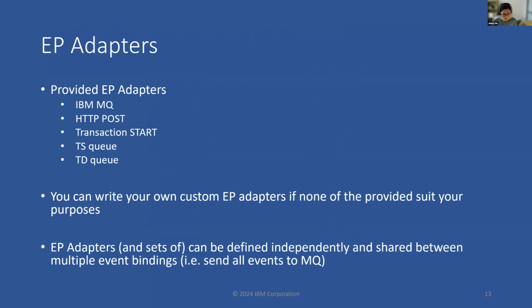The different adapters, as we have already seen from the Explorer, are available. And apart from one destination, we have seen a TSQ destination. You can define a number of destinations, so one event can be sent to MQ, to TCP/IP, to an HTTP endpoint, to a TDQ, TSQ, etc. So we call it a set of EP adapters, which can also be used for one event to be sent to as well.